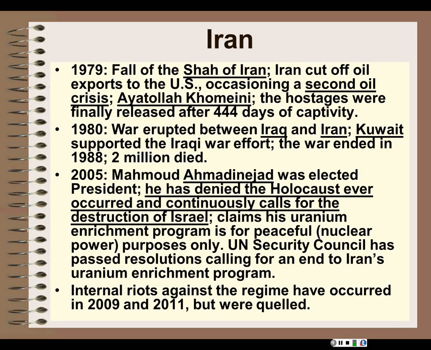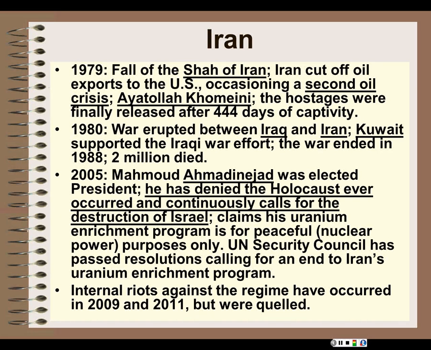And in exchange for the return of the Shah and his wealth, they said that they would release the 53 American hostages. The U.S. did not agree to all of this. The hostages were finally released after 444 days of captivity. Now, Iraq and Iran as neighbors have not always gotten along, and in 1980, war erupted between the two. Kuwait supported, interestingly enough, the Iraqi war effort. The war ended 8 years later, leaving 2 million dead.